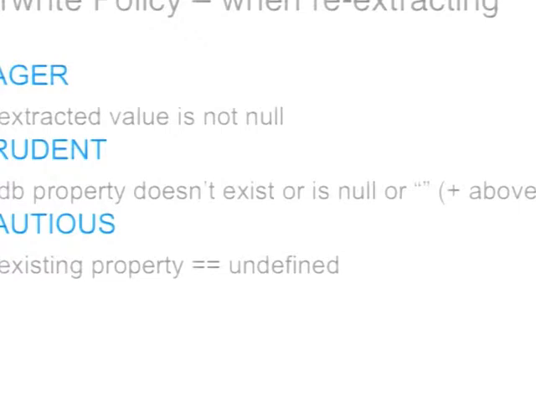The next one then is prudent. This means that the extracted value must not be null, and that the database property stored within Alfresco either must not exist, or must be null or the empty string. And if those are true, it will be overwritten. And the final one then is cautious, and this means that the extracted value must not be null, and that the existing property must not be defined in Alfresco at all. So that means it will only, well, that's not really an override at all. That means it's just not there. It won't perform any override.